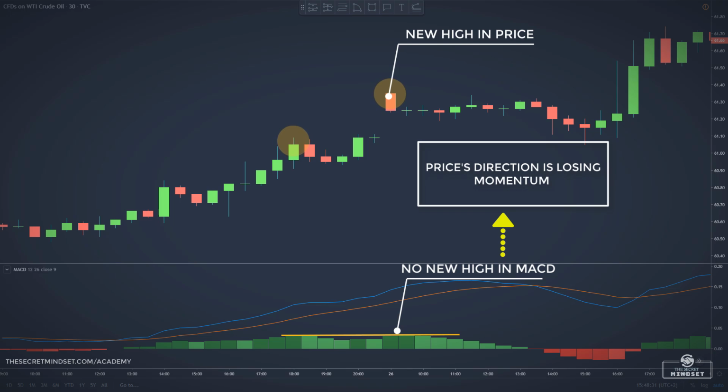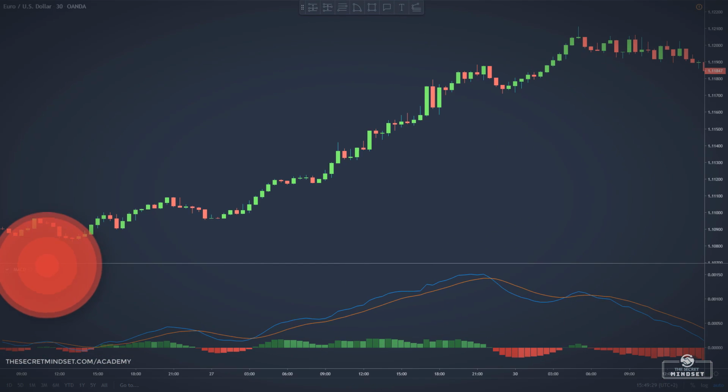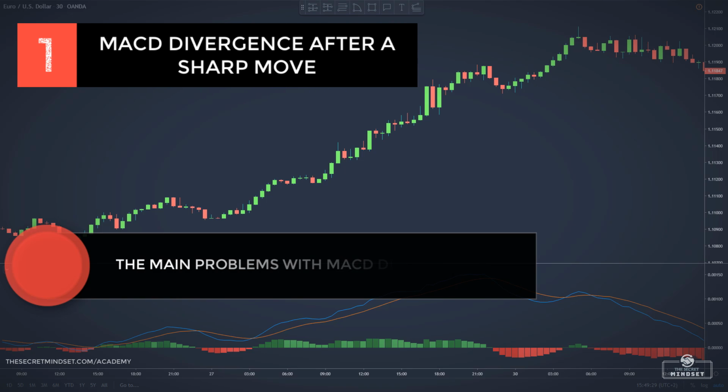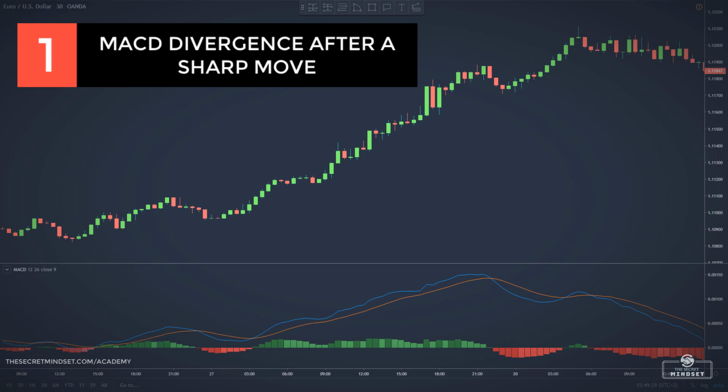While you don't need to understand the math that underlies the calculation of the MACD, by understanding more about how the MACD indicator works, you'll be better positioned to avoid getting fooled by its false signals or lack of signals, such as when the price turns, but the MACD doesn't provide any warning. So let's discuss the main issues with the MACD divergence. First, MACD divergence after a sharp move.